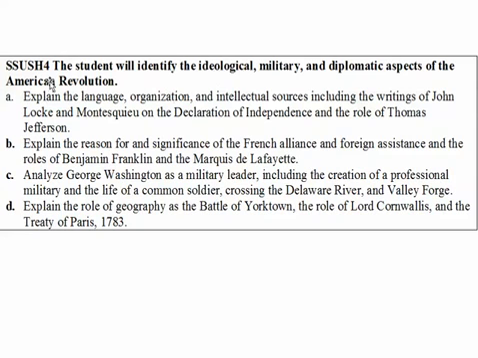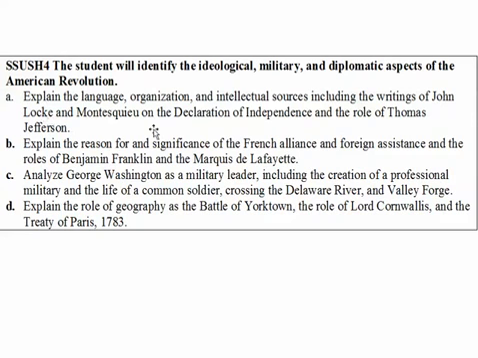If you notice here, A says explain the language, organization, and intellectual sources, including the writings of John Locke and Montesquieu on the Declaration of Independence and the role of Thomas Jefferson. That's a mouthful. It says language, and we have to break that down and look at it. Organization, we have to look at the organization of the Declaration. These intellectual sources we're going to cover when I do the ideological aspects of the American Revolution.